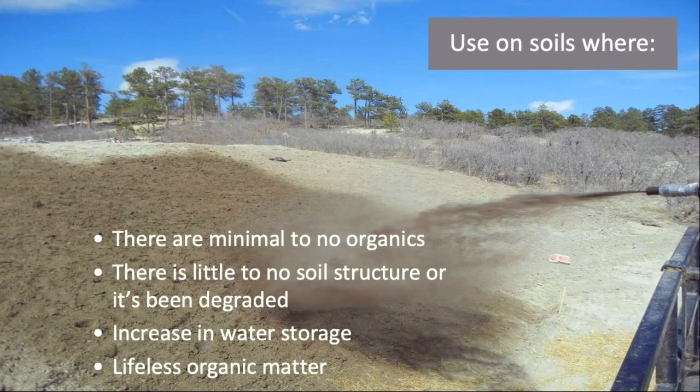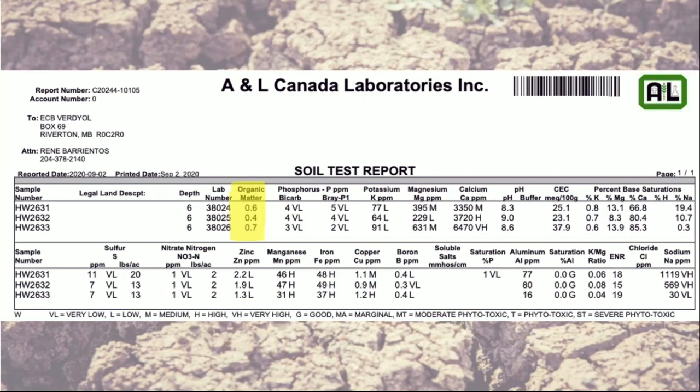But first of all, where is it recommended to use biotic soil amendment? Where we have minimal to no organic matter, just like in the picture, where there's little to no soil structure or it's been degraded, where we want to increase water storage, and where we have lifeless organic matter. We could have organic matter, but with no biotics in it, so it isn't helping us at all. We come back to this slide, where we're not getting topsoil benefits, but how does that look in real life?